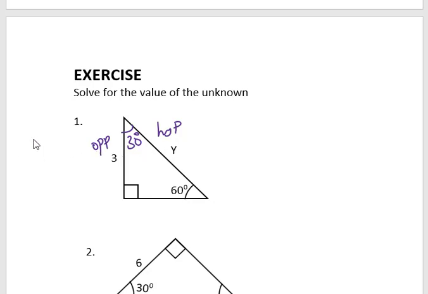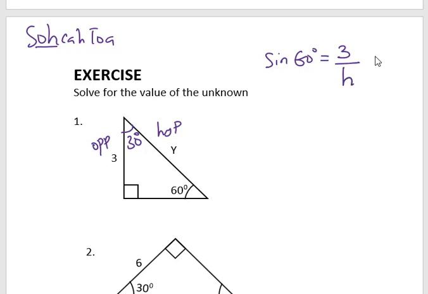So when we use SOH CAH TOA, we're looking for a value that can give us opposite and hypotenuse. That's sine, right? So let's say I want to solve here. Sine 60 degrees is equal to opposite over hypotenuse. So opposite is 3 over what? That's the hypotenuse. Sorry, they used y. So let's use y. Okay, 3 over y. And then what is sine 60?